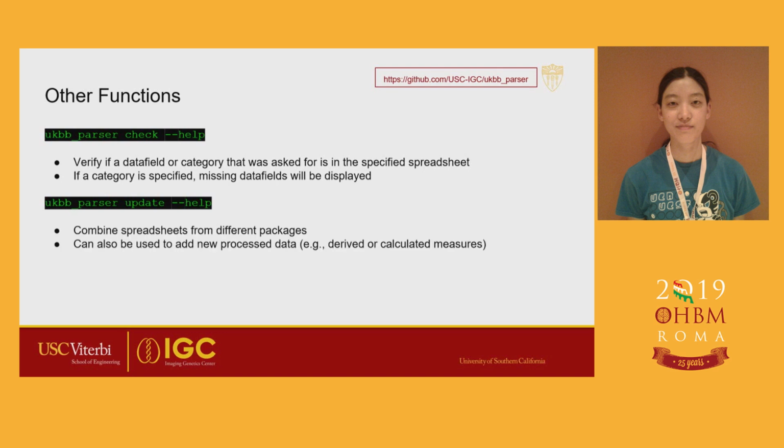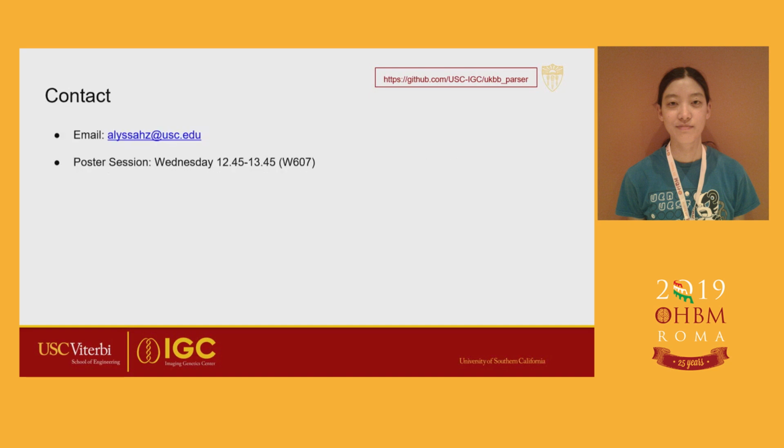And also an update one. So if you are downloading multiple packages that have different subsets of data, you can go ahead and use this command. It will combine everything into a single CSV. It will also add newly processed data. So if you're out there doing your own particular brand of image processing and you have your own CSV that comes out of it, you can go ahead and use this command and it will combine that CSV into the downloaded one that you had before.